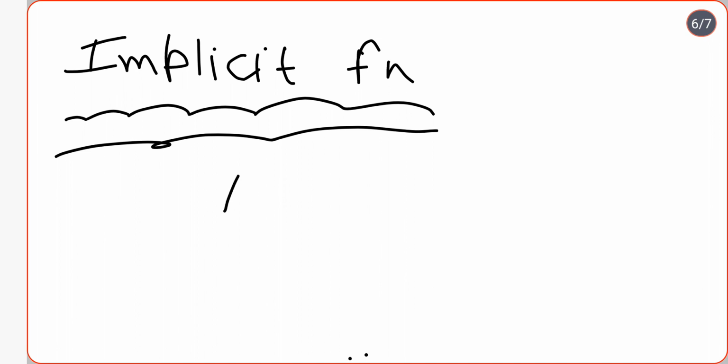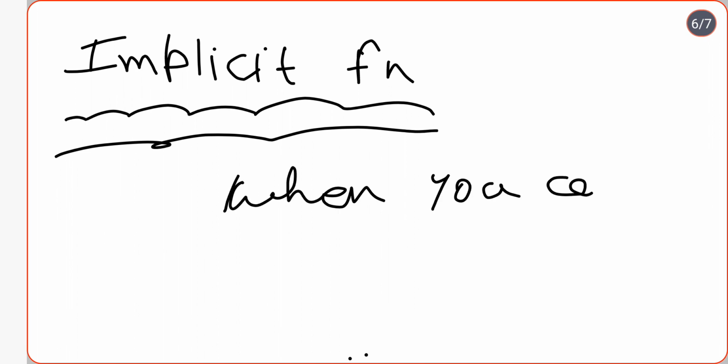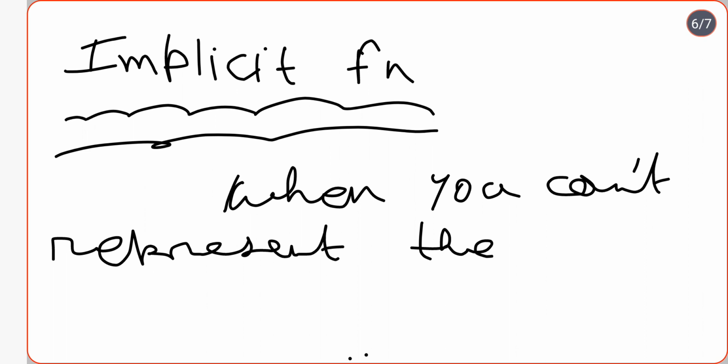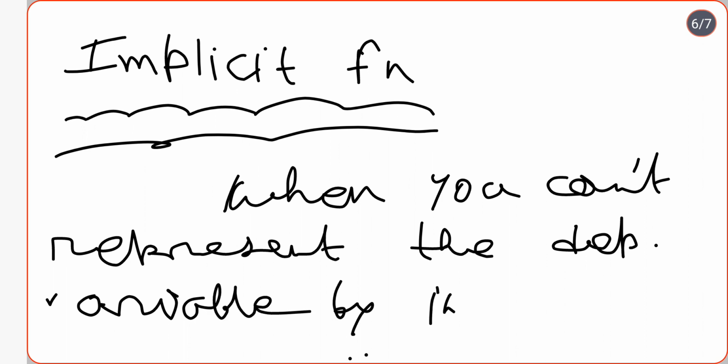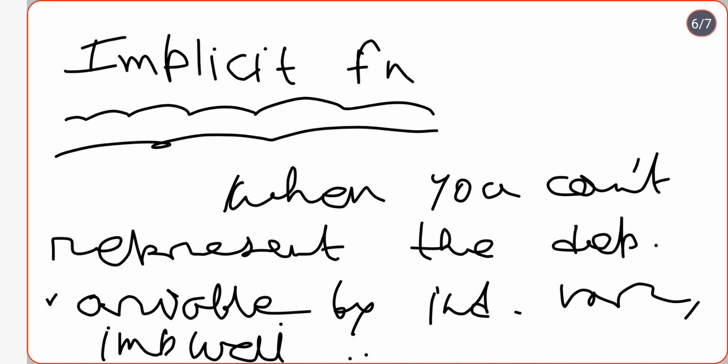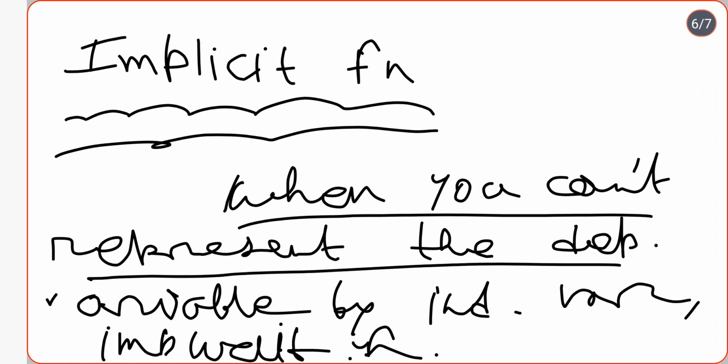So what is the definition of implicit function? When you can't represent the dependent variable by the independent variable, then that is an implicit function. Implicit function is basically a very easy thing to understand. When you can't represent the dependent variable by independent variable, then it is an implicit function. And examples are also given.